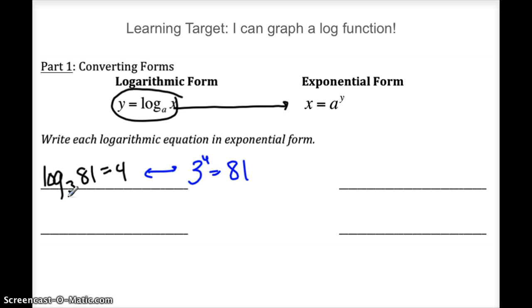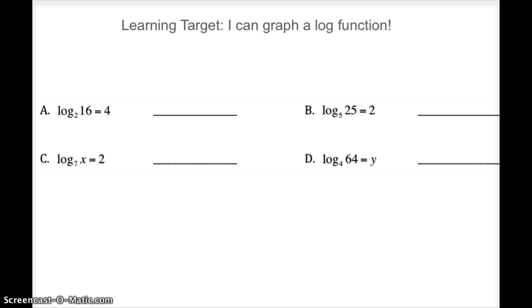So notice the change. The 3 stayed first, but when I converted, the 4 and the 81 switched places, if you will. And obviously we dropped the word log altogether. Another example, what if I had log base 4 of 2 equals a half? Converted, the 4 would stay first, the 2 and the 1/2 would change places. The 1/2 would become a power, and this would equal 2. Okay, so let's look at some of these that I have typed already.